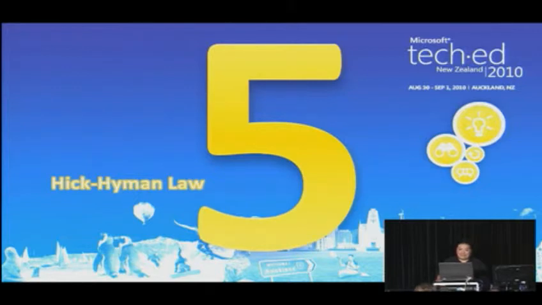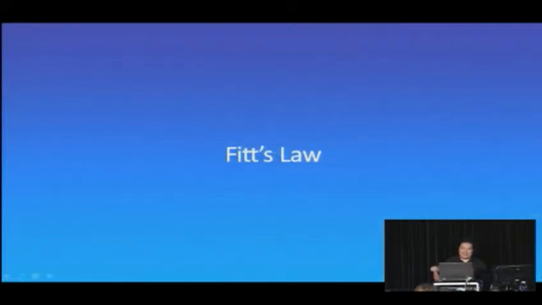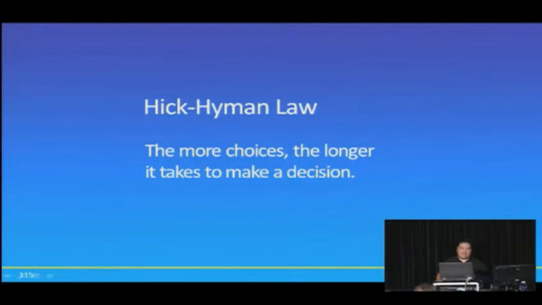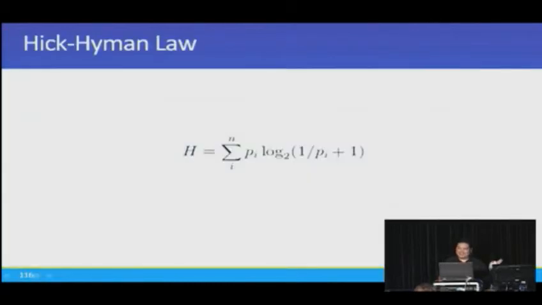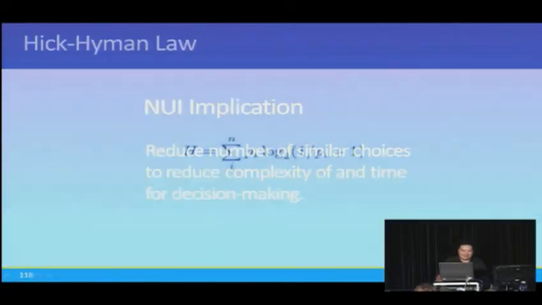Number 5 is the Hick-Hyman law. This is kind of the NUI version of what Fitts's law was to the GUI. For those of you unfamiliar with Fitts's law, it has to do with the time that a target can be reached according to its size and its distance from origination. The NUI equivalent would be the Hick-Hyman law, which is basically that the more choices you have, the longer it takes to make a decision. And for those of you in the audience who are interested, here's the formula.